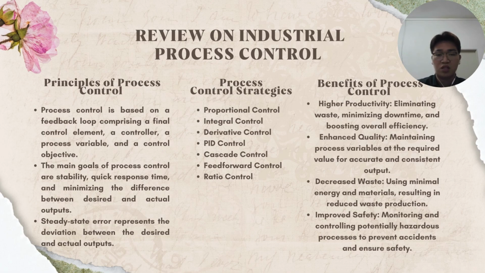The fifth one is cascade control. Cascade control connects controllers in series to control a process variable connected to the system output. The sixth one is feed-forward control. It adjusts the final control to counteract disturbances using a predictive model. The last one is ratio control. It regulates a single output with multiple inputs to maintain a constant ratio between process variables.